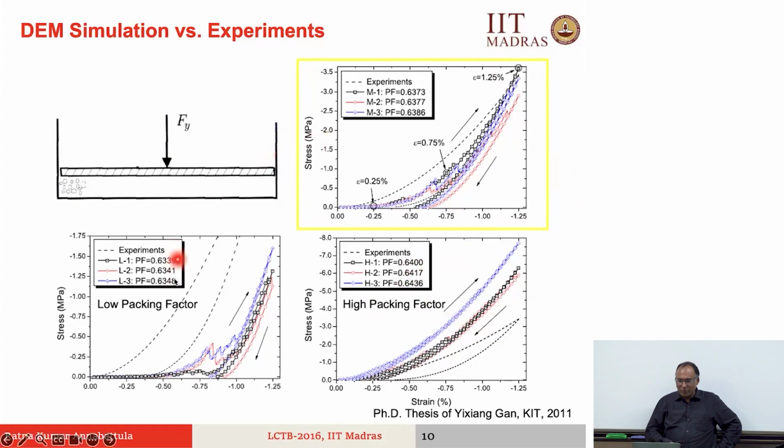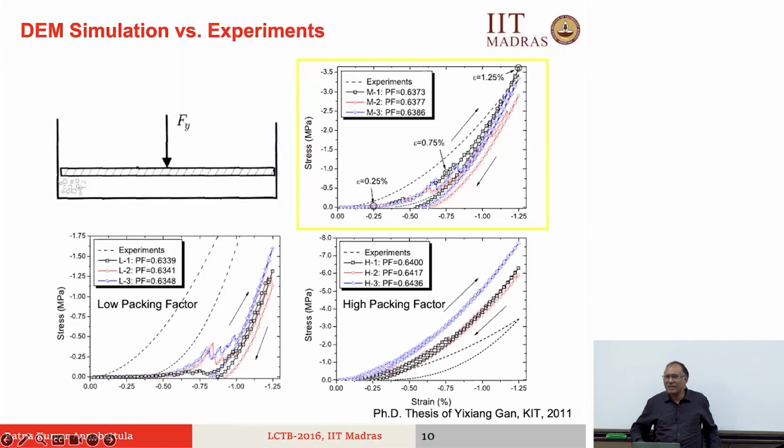So here we have experimental data of a macroscopic granular assembly. For a low packing fraction, it does not match well with the experimental data, whereas for medium packing fraction, it seems to match reasonably well, and again for high packing fraction, it does not. If you look carefully, the high packing fraction assembly shows much stiffer behavior compared to the experimental data, whereas the stiffness of the medium packing fraction assembly seems to match the experimental data reasonably well.